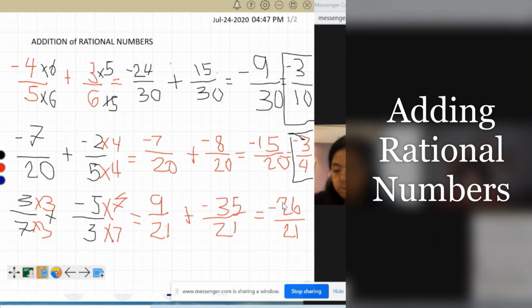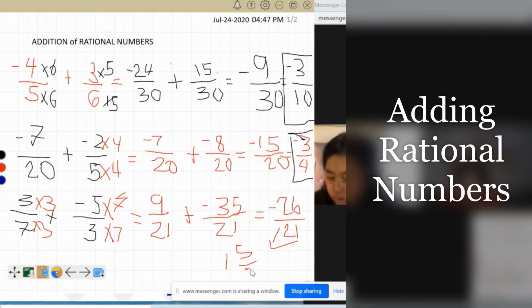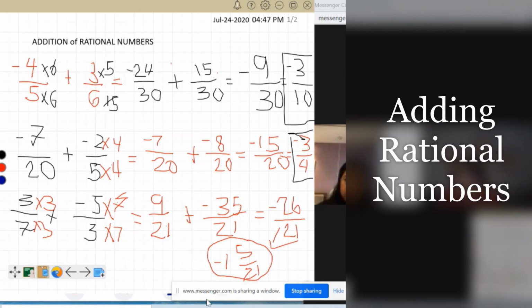But 26 over 21 is not simplified. Why? Because this is an improper fraction. Now we need to make it a mixed number. Changing this to a mixed number, we're going to get 1 and 5 over 21. It's negative, so the final answer will be negative 1 and 5 over 21. That's the answer.